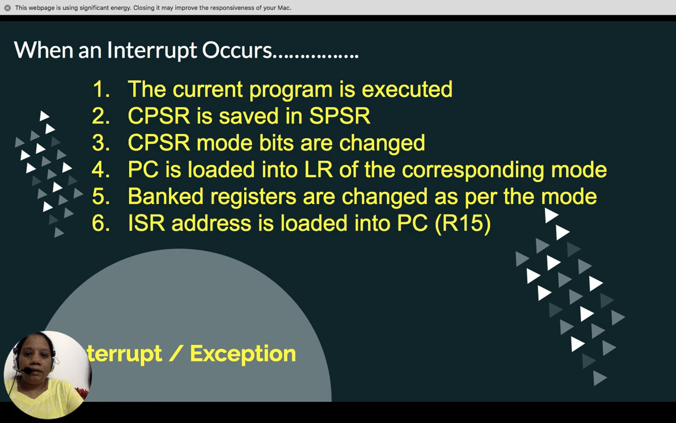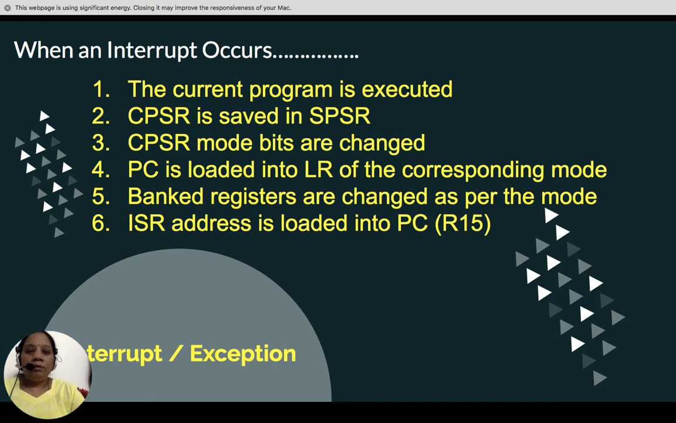And as I told you, when you load the PC value into LR, your PC is safe now. Now your PC should be loaded with what? You should have the ISR address. ISR is the interrupt service routine, and its address has to be loaded into your PC. So then your interrupt will start being executed. So these are the 6 major steps that you have to go through whenever you are moving from user mode to any one of the other modes of operation by means of an interrupt. Whenever an interrupt occurs, you have to carry out these 6 steps.